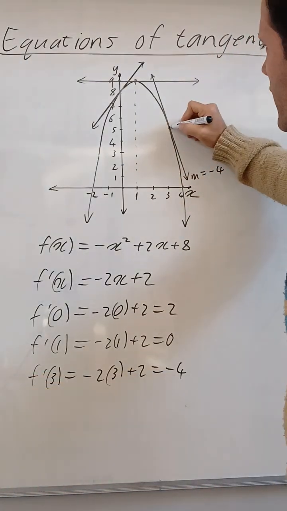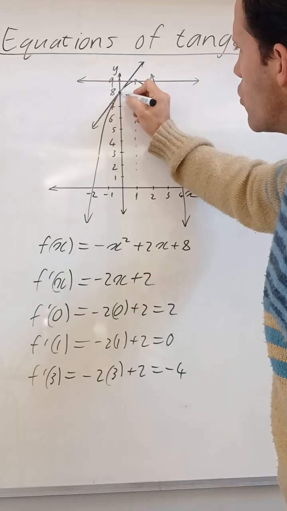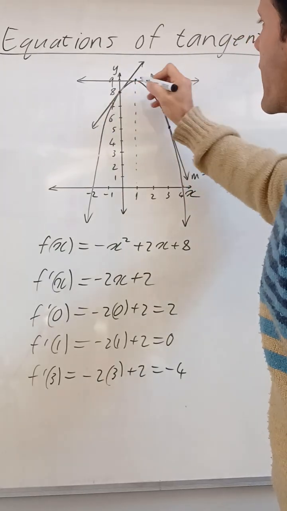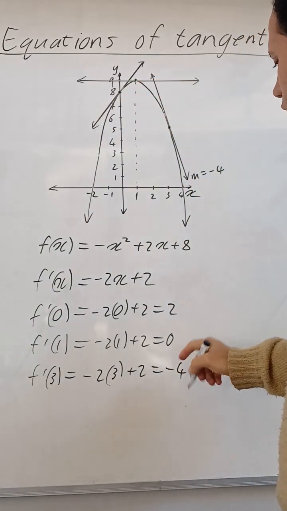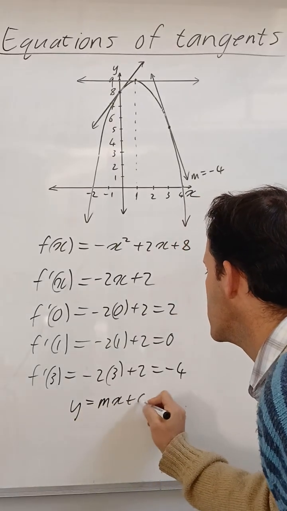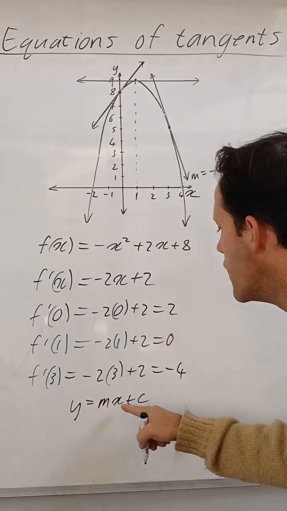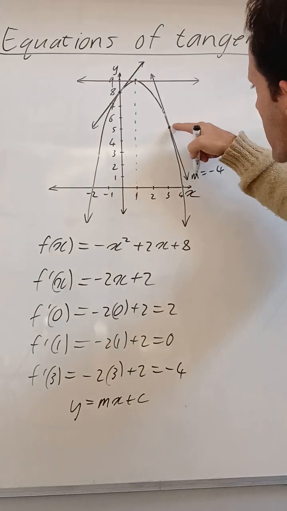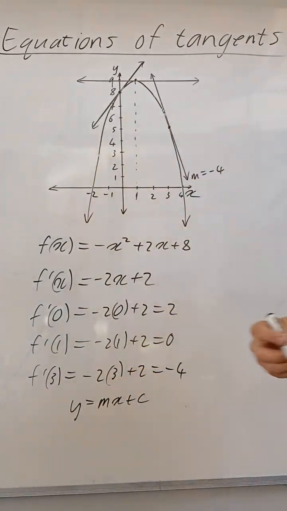And then because I've got that coordinate here, and this coordinate there, I can substitute the coordinate into the equation y equals mx plus c. I know the gradient for each one. I put in the x and y values where it touches, and then I find the equation of that line.